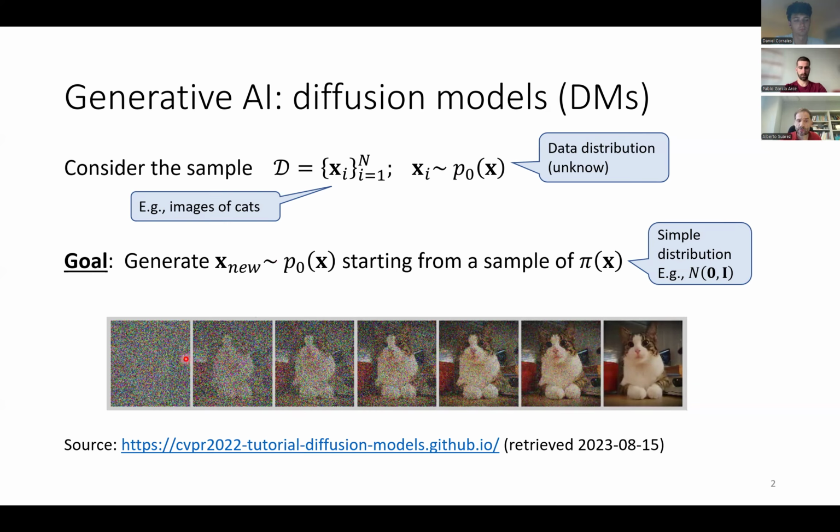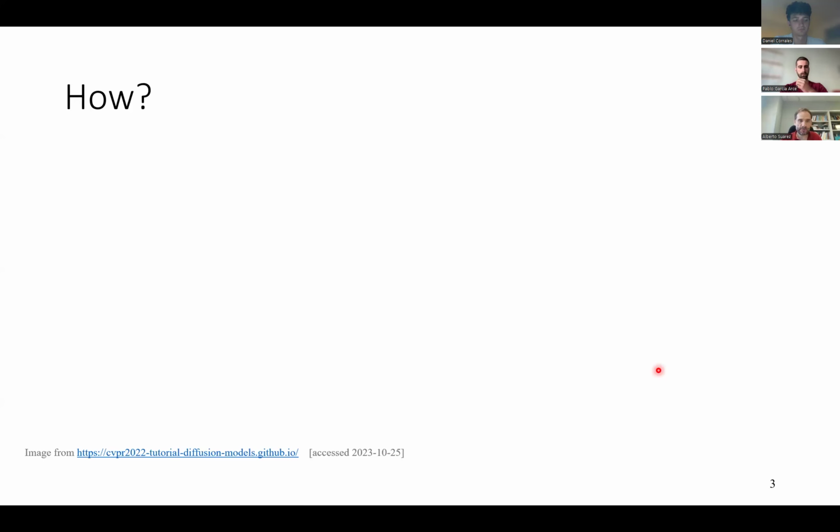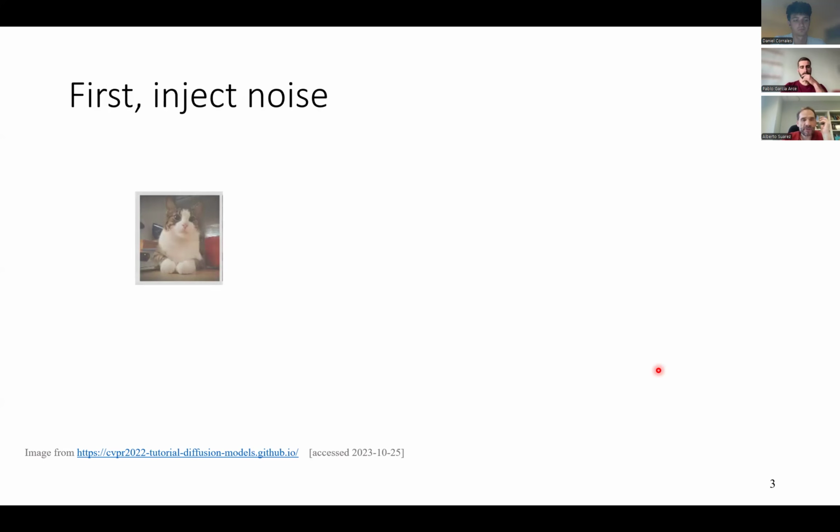Literally, this is a realistic snapshot of what's going on in this denoising process. Okay, so how do we do that? We first are going to inject noise. Injecting noise on the image of the cat is very, very easy. You just take each pixel and add some Gaussian noise to the pixels.